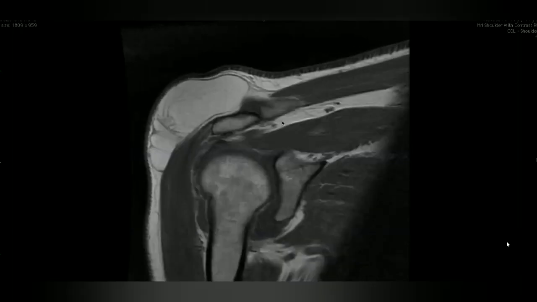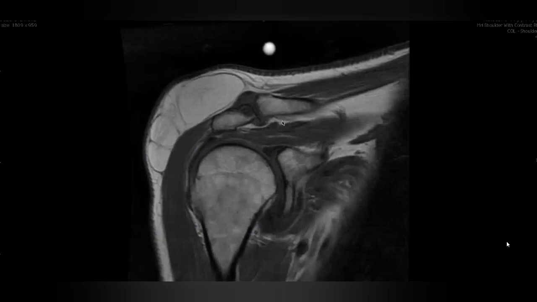What else is there on that image? On this image, what else is there? She's complaining of pain and swelling. She's complaining of two things which may or may not be related. What other thing is there on that image alone?